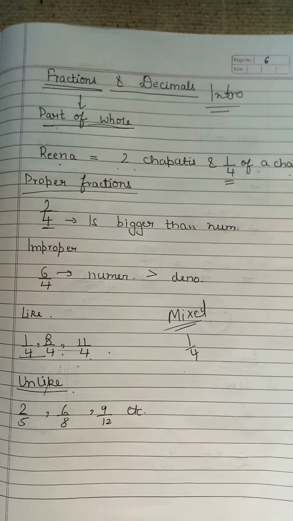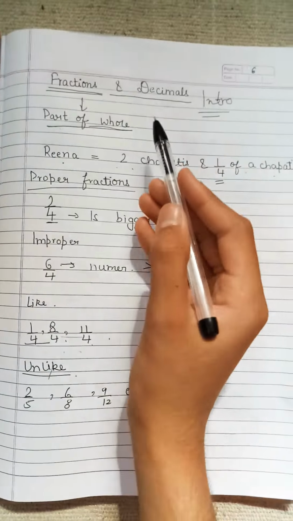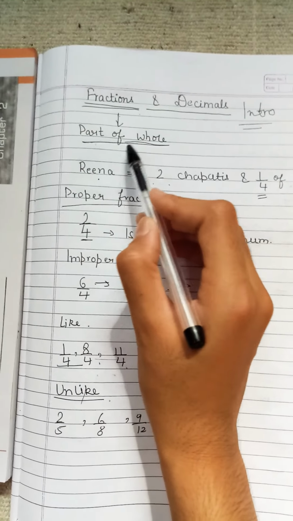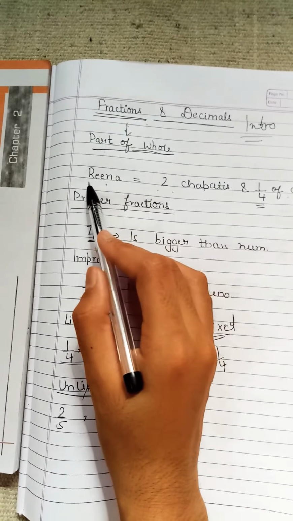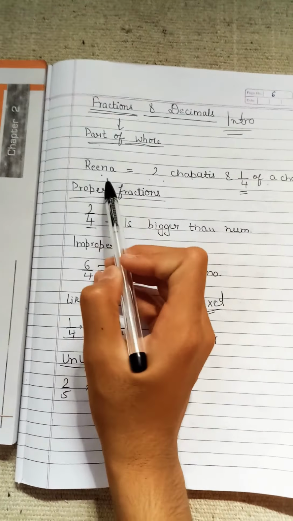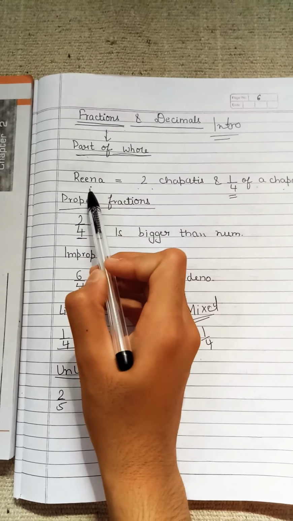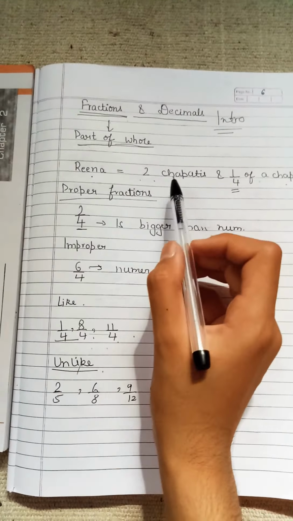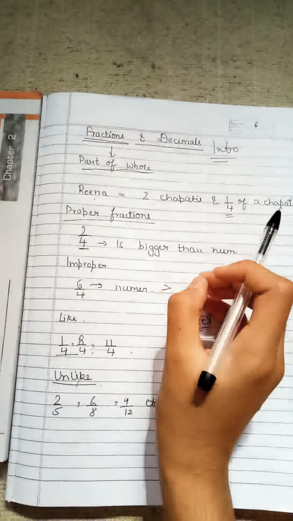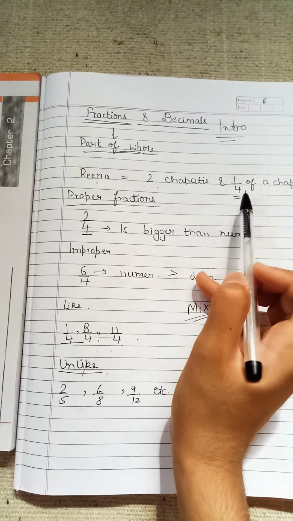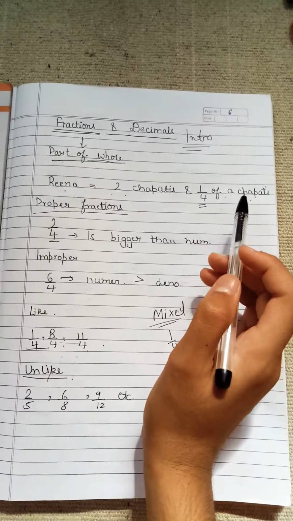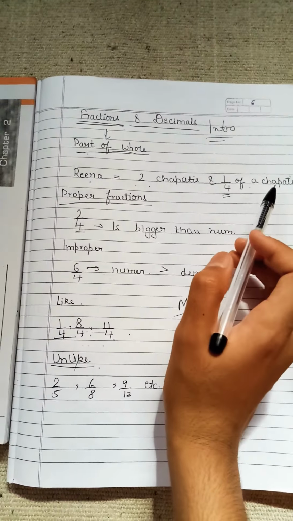So let's start with the introduction of fractions. As we all know, fractions are known as the part of a whole. Let's take an example of Reena. Suppose Reena wants to eat chapatis as she is hungry. She eats 2 chapatis and then says I am hungry a bit more, but I don't want to eat one more chapati. So she says that I would like to have 1/4 or 1/2 of a chapati, right?